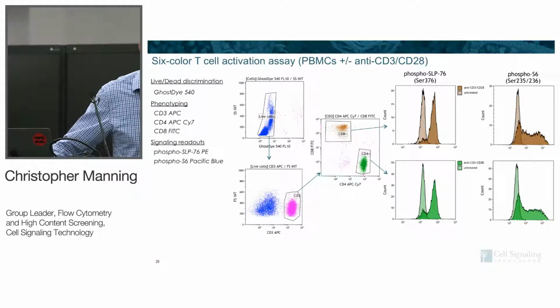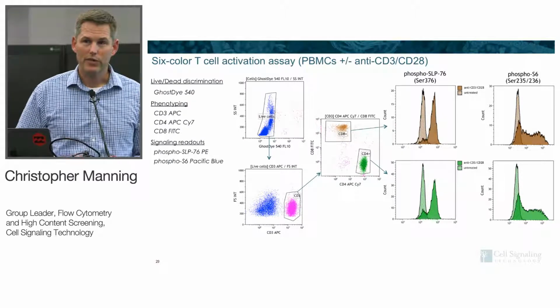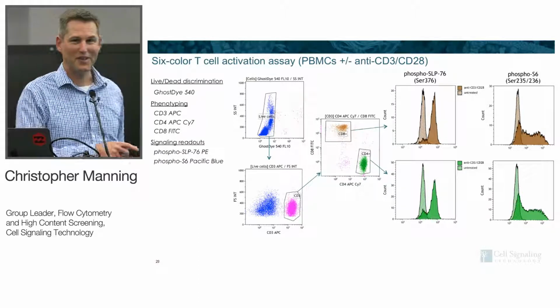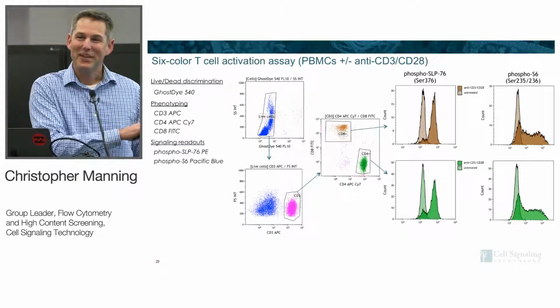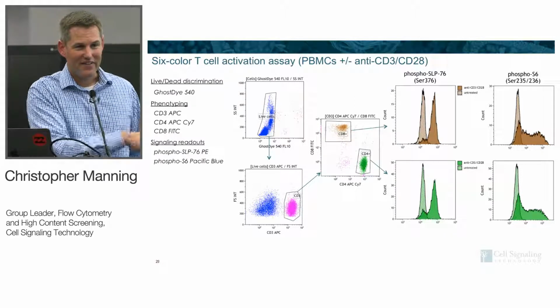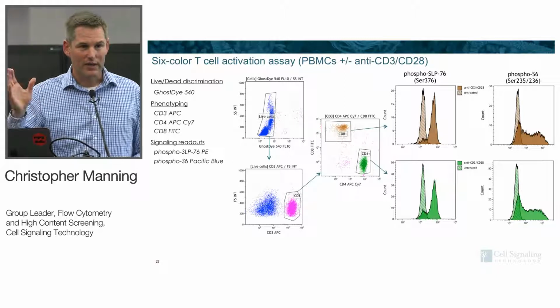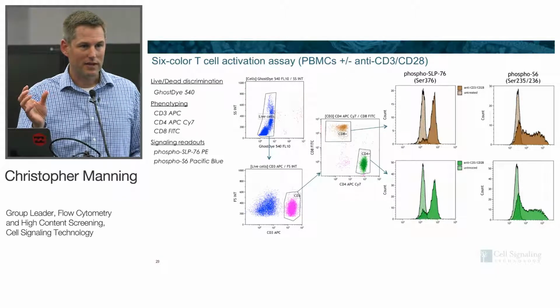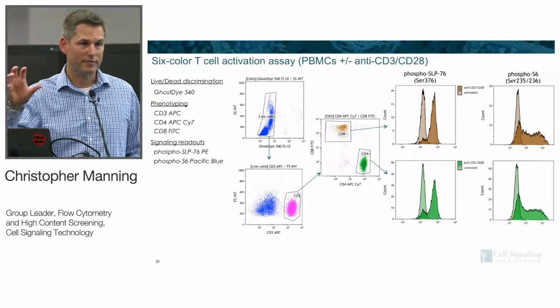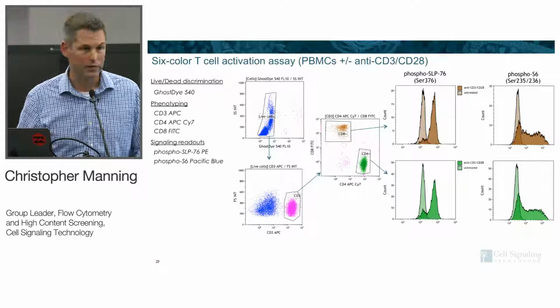I'm sorry? Oh, so the question, APC is not sensitive to methanol. Yeah, that's a good point. So, APC, it does lose some signal. I took the data out of this talk because I knew it'd probably run long. It loses about 50% of the signal, but you still get the same percentage of positive cells, you just lose some intensity.